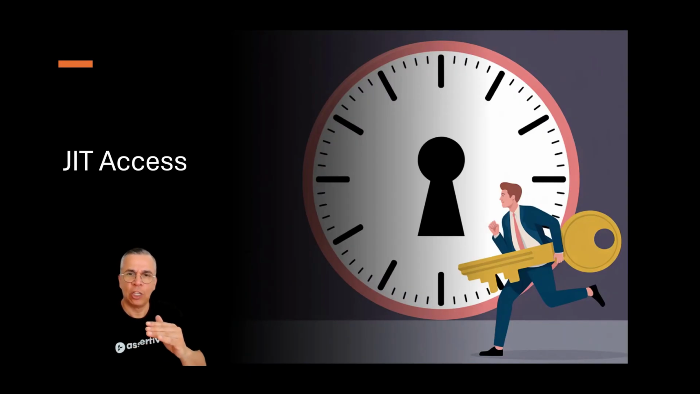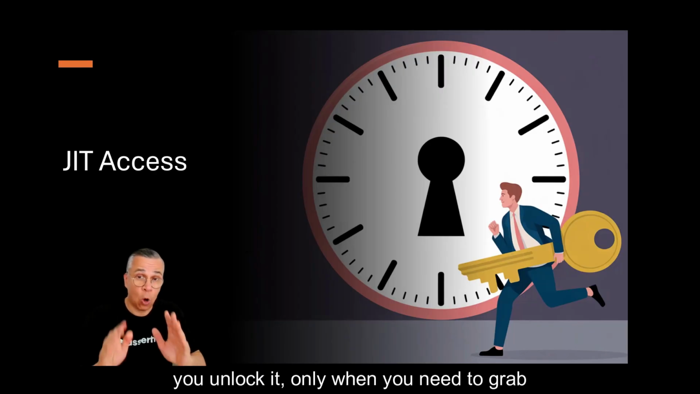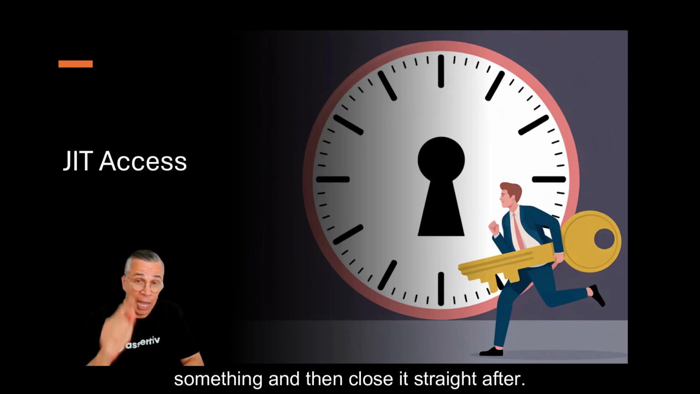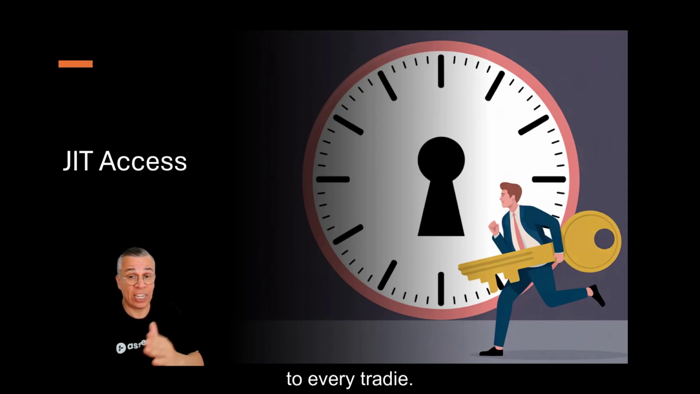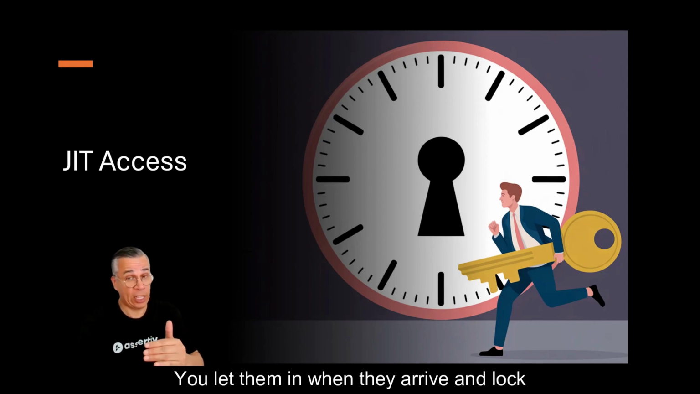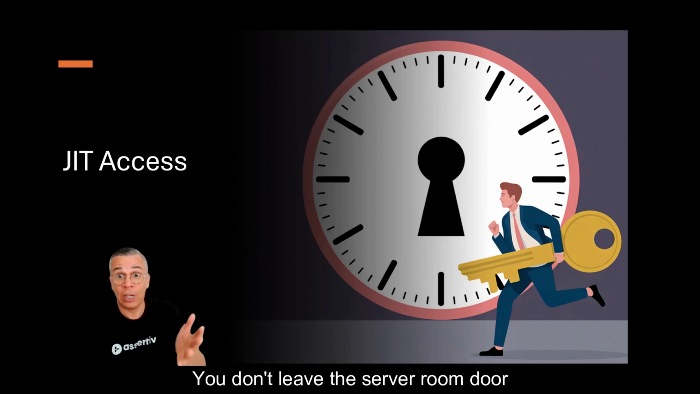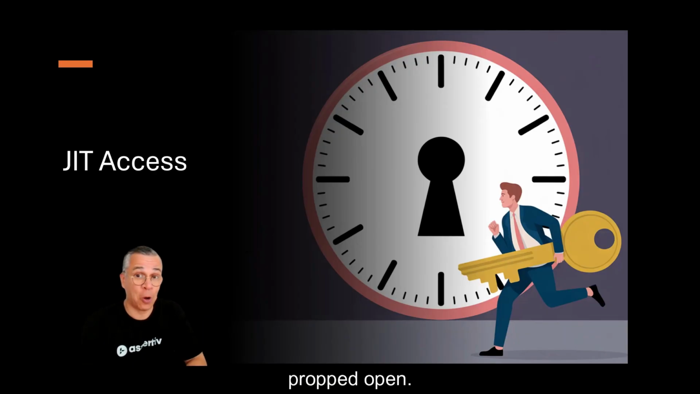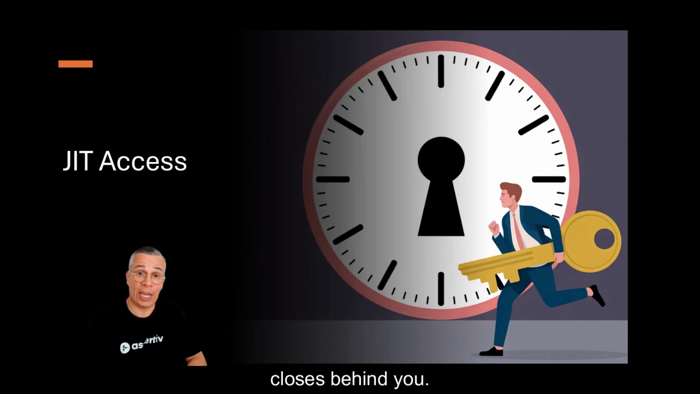Think of it like this. You don't leave the safe open all day. You unlock it only when you need to grab something and then close it straight after. Or you don't give a spare house key to every tradie. You let them in when they arrive and lock up again once they leave. You don't leave the server room door propped open. You badge in when you need to and the door closes behind you.